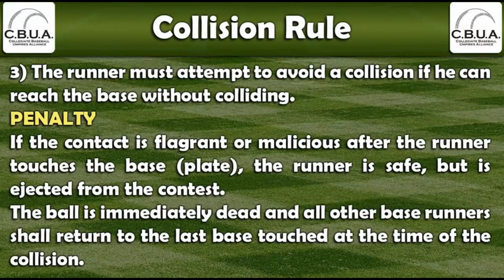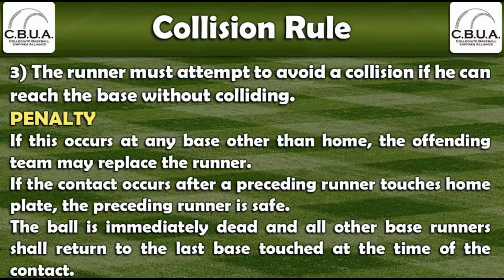Number 3. The runner must attempt to avoid a collision if he can reach the base without colliding. The penalty? If the contact is flagrant or malicious after the runner touches the base or plate, the runner is safe but is ejected from the contest. The ball is immediately dead, and all other base runners shall return to the last base touched at the time of the collision. If this occurs at any base other than home, the offending team may replace the runner.